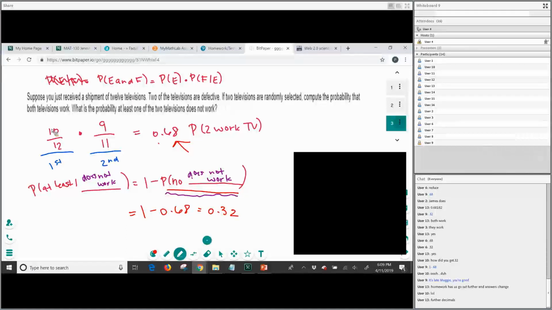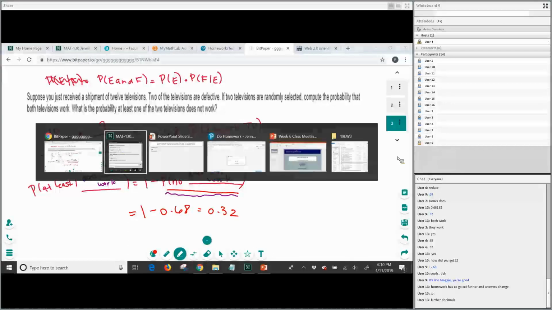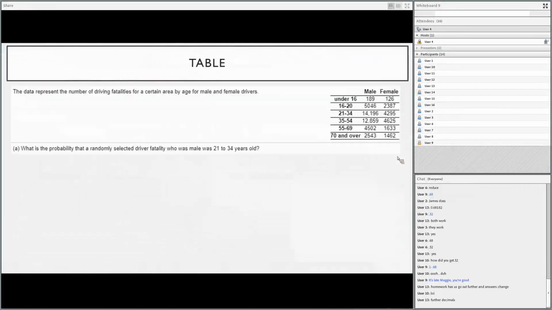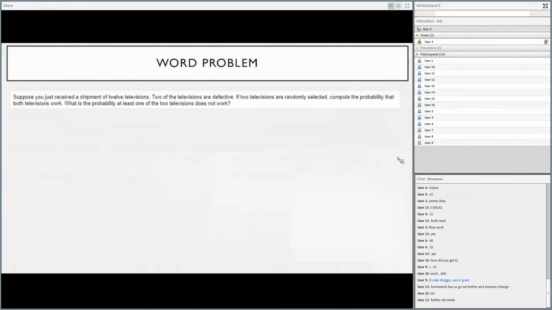Homework has us go out further and answers change. I'm sorry, Janet, I didn't understand. Like further how? Further in the decimals? That's okay. I was just being a little lazy here, to save space and just get the point of the formulas across. You just do however many decimals the particular question asks for. Any other questions about this or any of those 3 examples?